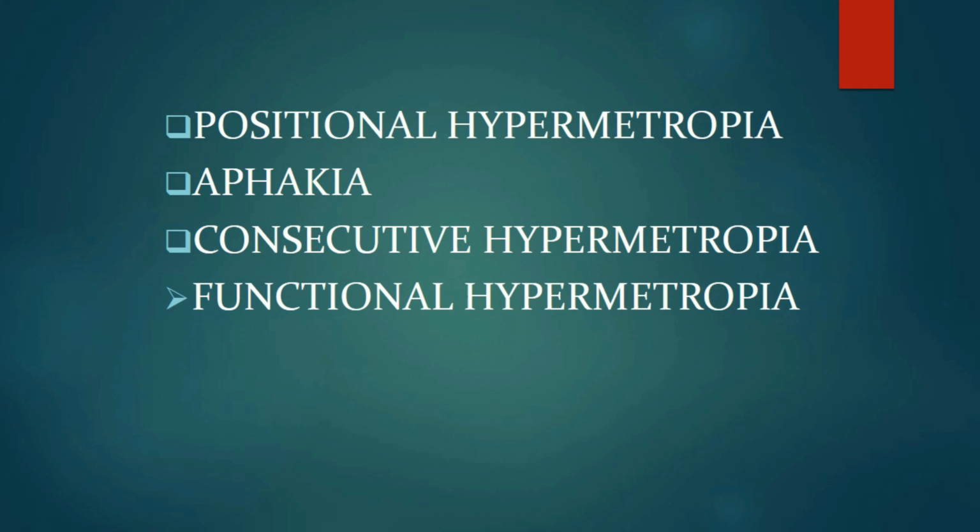What is consecutive hypermetropia? It occurs due to surgically overcorrected myopia or pseudophakia with undercorrection. The last type is functional hypermetropia, which results from paralysis of accommodation, as seen in patients with third nerve paralysis and internal ophthalmoplegia. Now I'm going to discuss the components of hypermetropia.